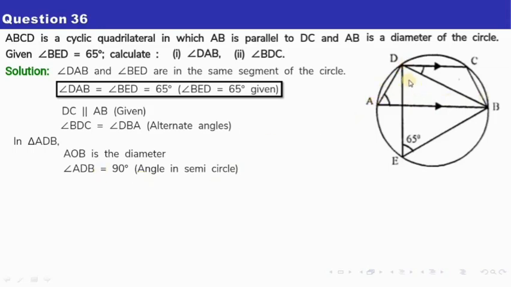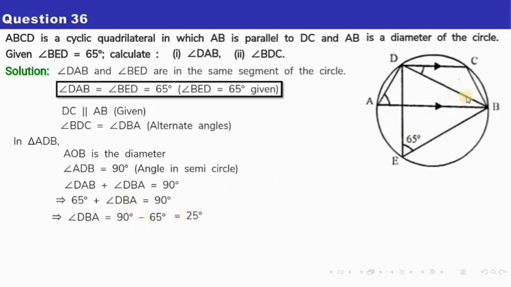Since ADB is 90 degrees, the sum of DAB and DBA has to be 90 degrees, because in this triangle the sum of the interior angles is 180 and this one is already 90. That's what is written out here. DAB is already found to be 65. Now what is DBA? This angle turns out to be 25 degrees.